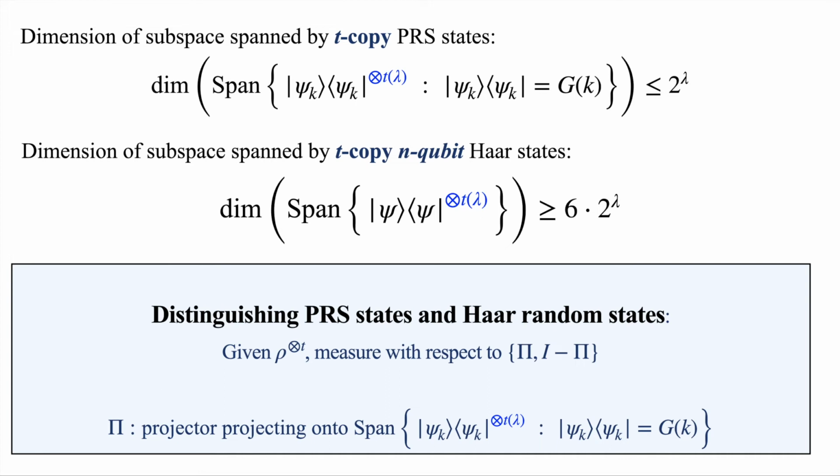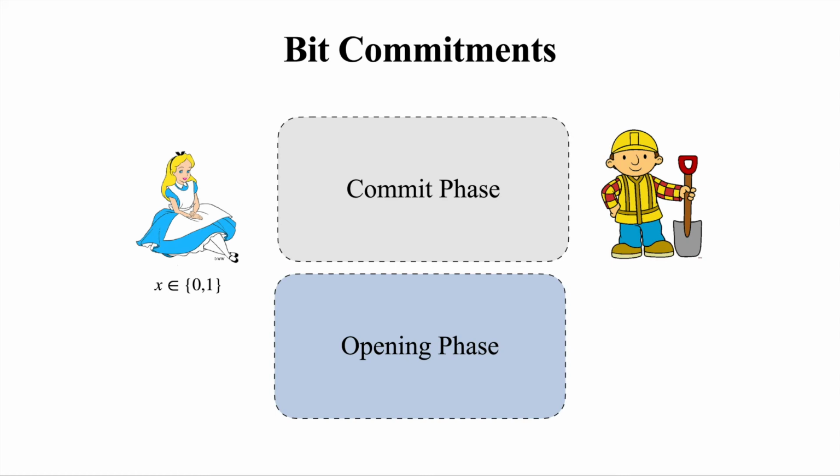Okay, so this concludes the first part. Let me move on to bit commitments. We'll see how to construct bit commitments with classical communication from PRS. A bit commitment is a two-party protocol between two parties, let me denote them by Alice and Bob. Alice has a bit x, and it interacts with Bob in two phases. The first is the commit phase, and the second is the opening phase.